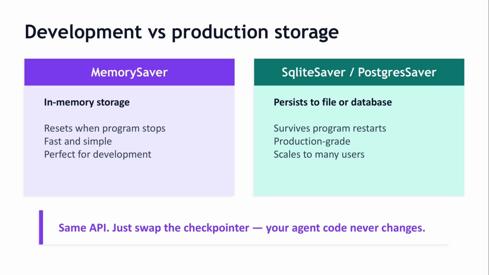One important thing to understand. MemorySaver stores everything in Python's memory. When you stop the program, it's gone. That's fine for development in these tutorials. For production, you'd swap to SqliteSaver, which saves to a file, or PostgresSaver for a full database. And here's the beautiful part. The API is identical. You change one line, the checkpointer, and everything else stays the same. Same graph, same nodes, same thread_IDs. Memory is a swappable infrastructure layer. Your agent code never changes.